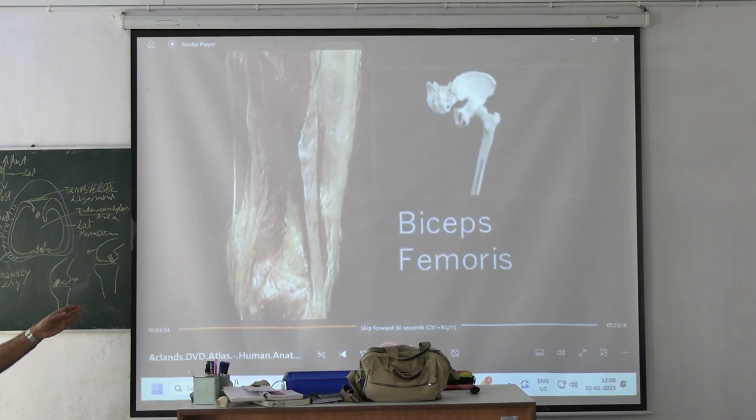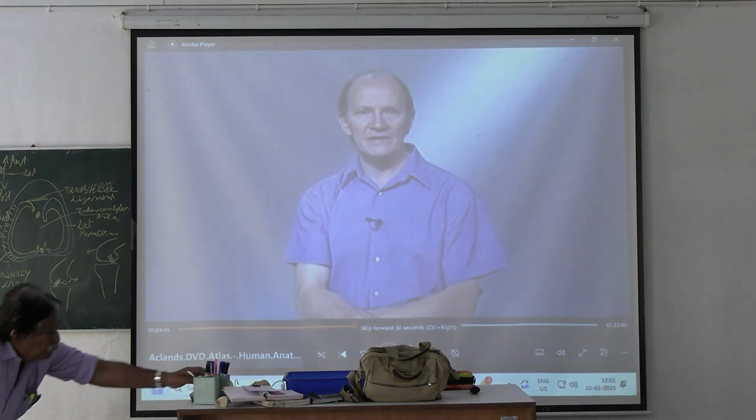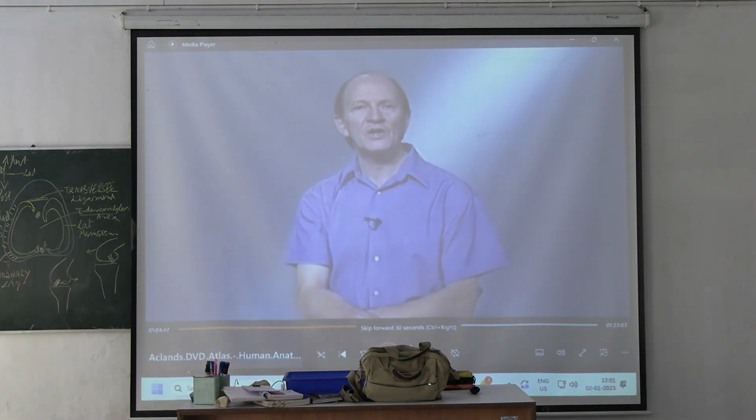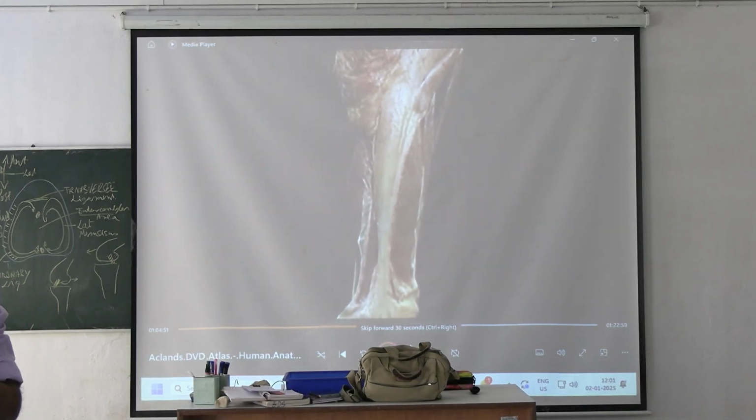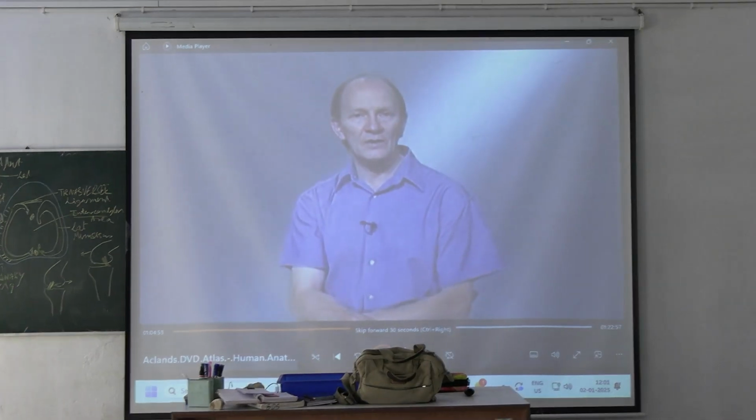It arises both from the ischial tuberosity and from the femur. It inserts down here on the head of the tibia. We've already seen that these three muscles, which usually act together, can produce either extension of the hip or flexion of the knee. Whether they do one, the other, or both is determined by what other muscles are acting in opposition.